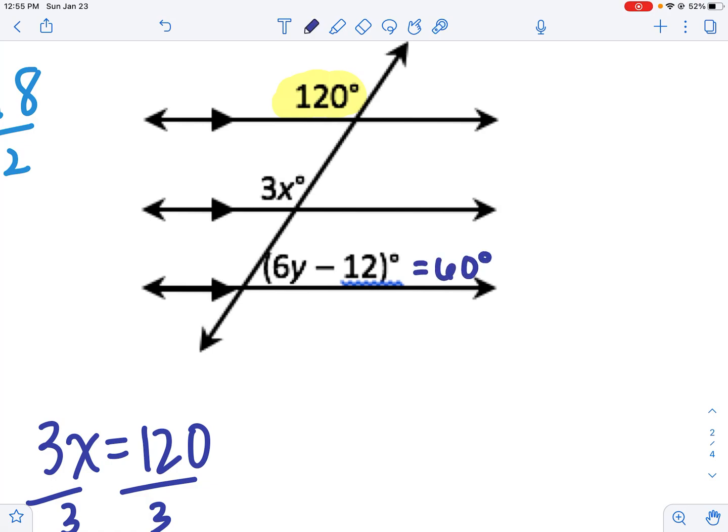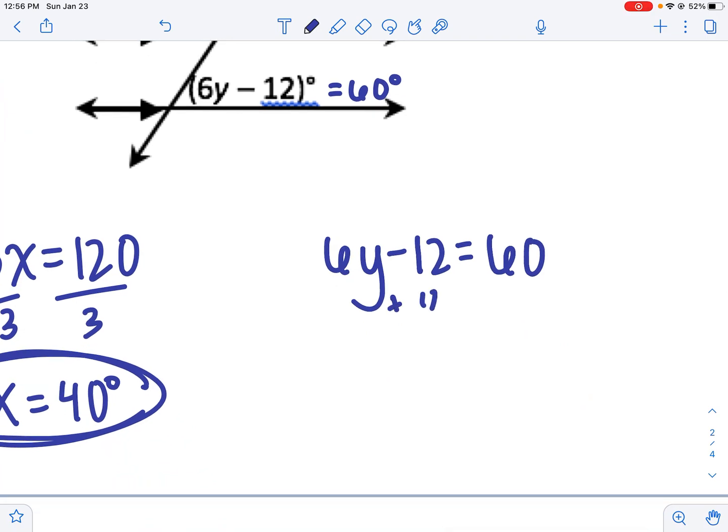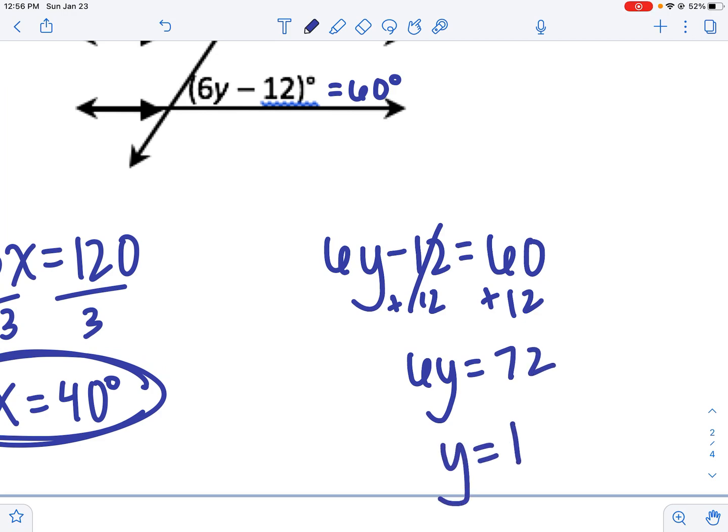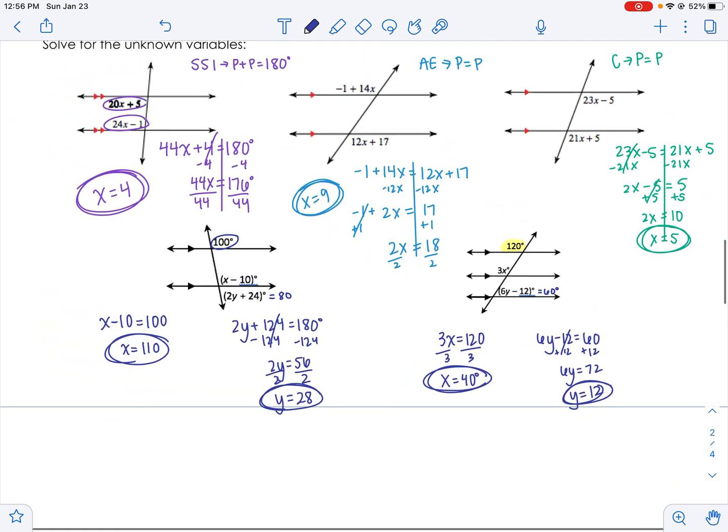Well, 180 minus 120 is 60 degrees. So if these are 120, then those acute angles should equal 60. So that's how I'm going to solve for y. 6y minus 12 equals 60. I'm going to add 12 to both sides. So 6y equals 72. Divide both sides by 6, y equals 12.